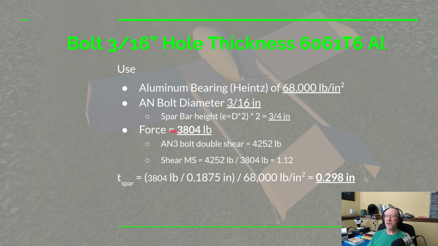Now let's use our force. We know that's 3,804 pounds. All right, now using all these numbers, here's our force. Here's one dimension, our diameter of our bolt. We divide by our yield strength, and that gives us our thickness. So it's 0.298 inches, or roughly 300 thousandths of an inch.